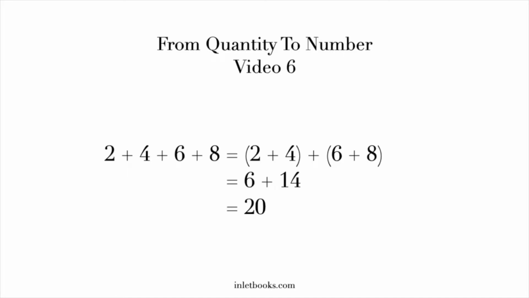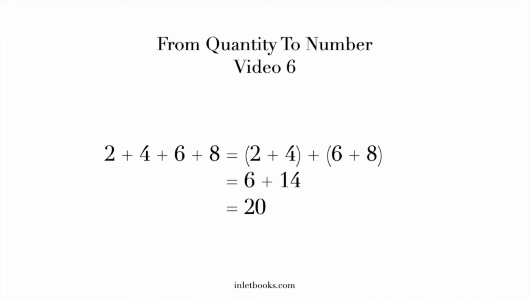It comes up a lot in practice that we have more than 2 numbers to add. For example, let's say we want to add 2 plus 4 plus 6 plus 8. We can determine the value of this sum by adding pairs of numbers. 2 plus 4 equals 6. 6 plus 8 equals 14. And then 14 plus 6 equals 20. The sum of 2 plus 4 plus 6 plus 8 equals 20. 20 expresses in a single counting the sum of these 4 numbers.